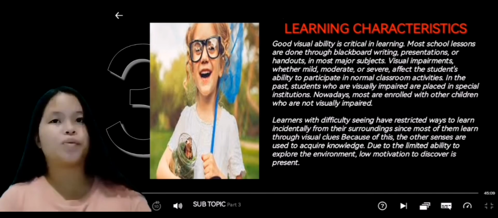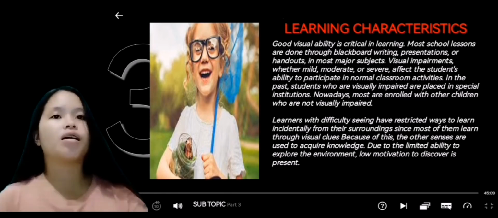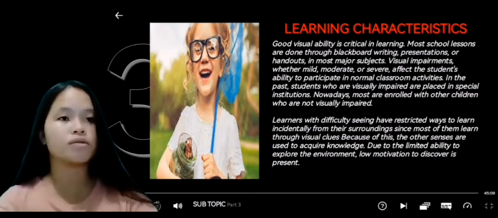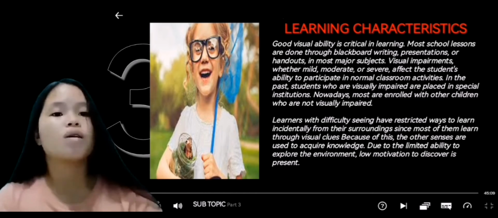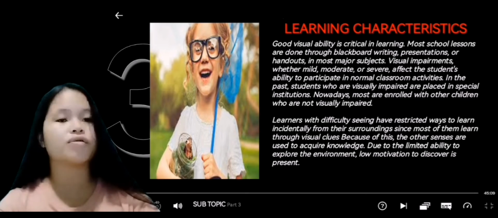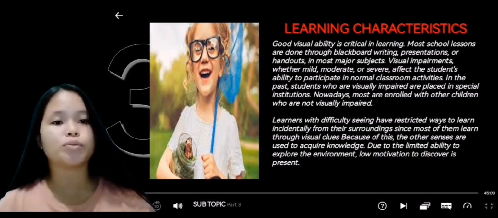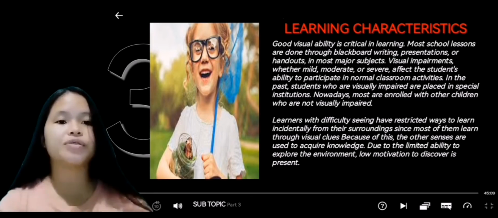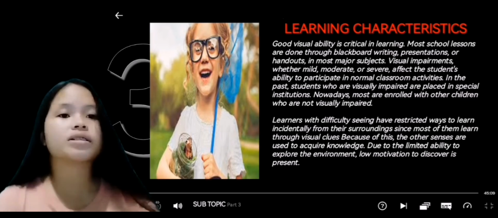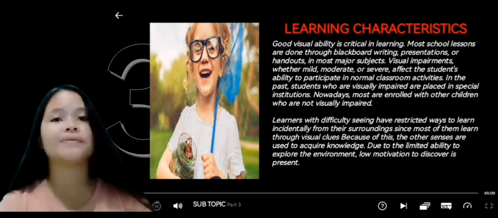So, good visual ability is critical in learning. Most school lessons are done through blackboard writing, presentations, or handouts in most major subjects. So, the term visual impairments refers to a broad range of conditions that impair eyesight. Instead of referring to eye defects, we use the word to describe mild to severe vision loss. So, it affects the student's ability to participate in normal classroom activities.